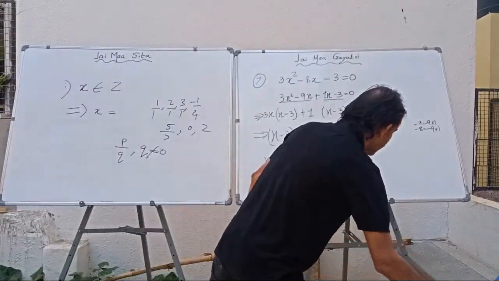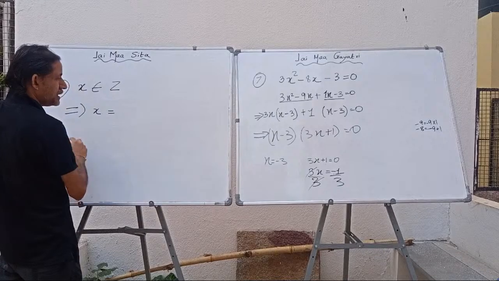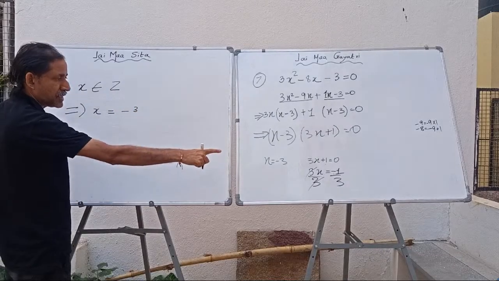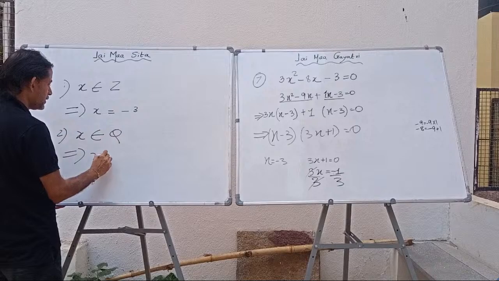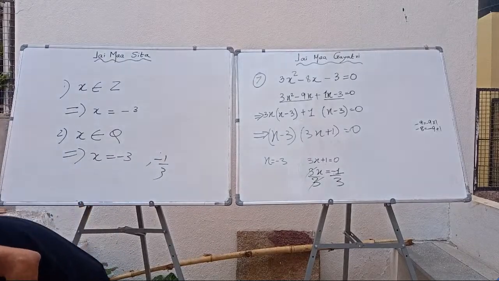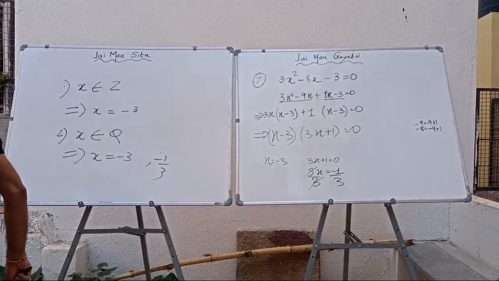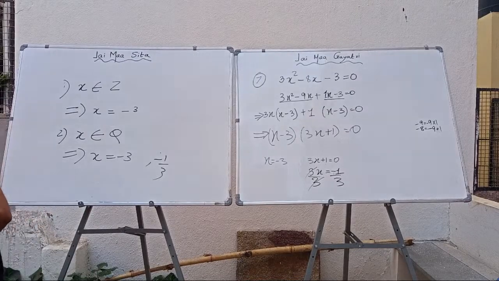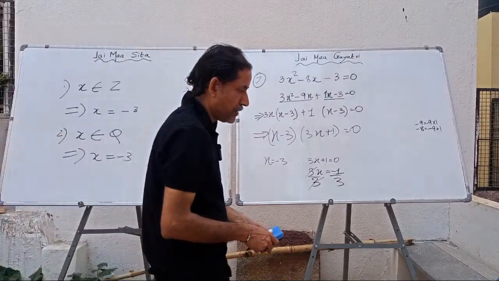All right. So if it is an integer, x is equal to -3. -1 by 3 is not an integer. Second, if it is a rational number, x is equal to -3, -1 by 3. Okay. What to do with this? Better. Okay. Done? Can you copy it?